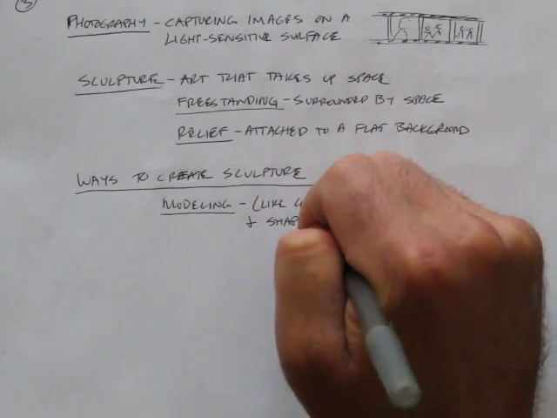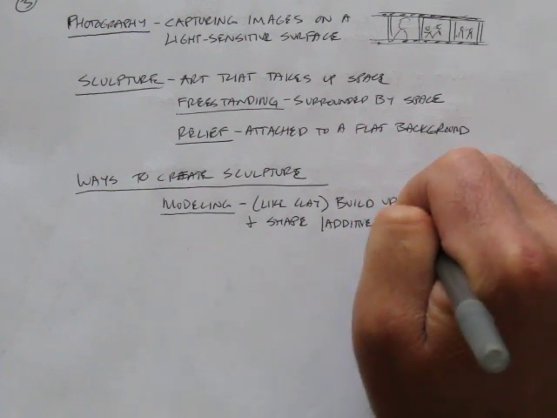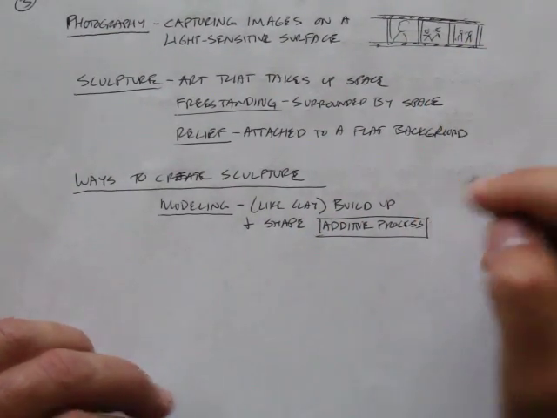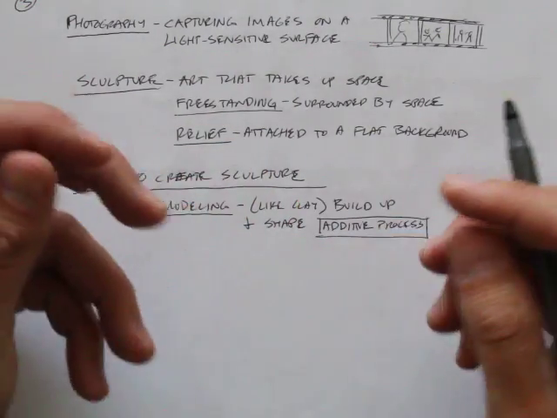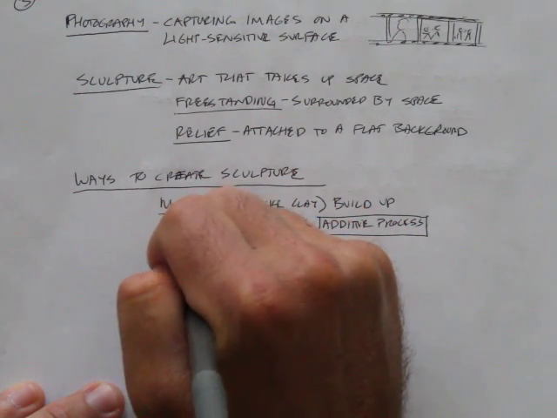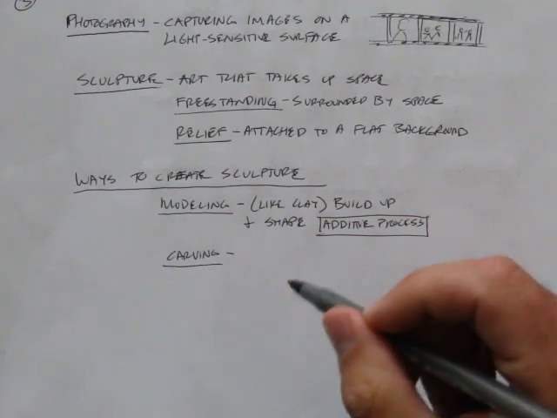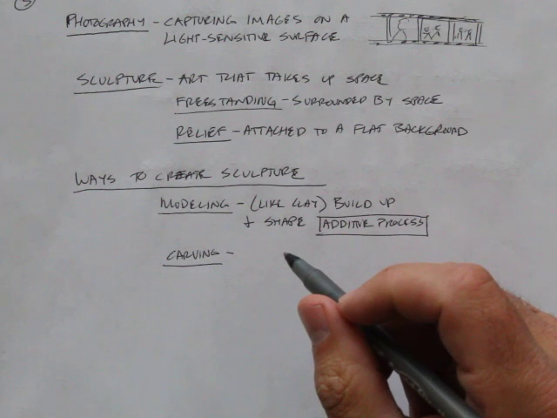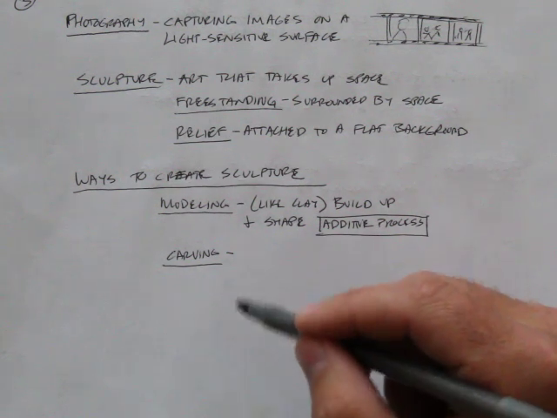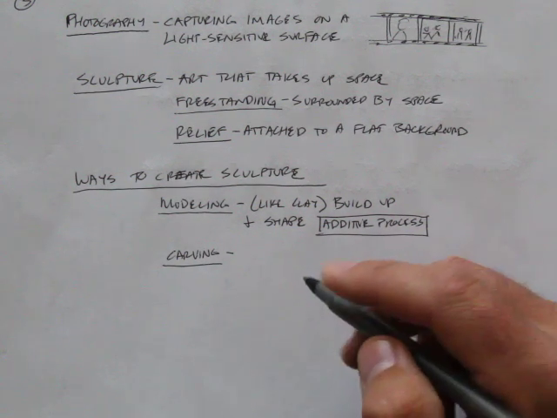And this is an additive process. So hopefully you played with clay or Play-Doh and you can remember making little animals and things out of it. That is modeling. Now carving, I'm planning to put some links in the description of the YouTube video of some carving and some casting, videos to watch that show an example of this.